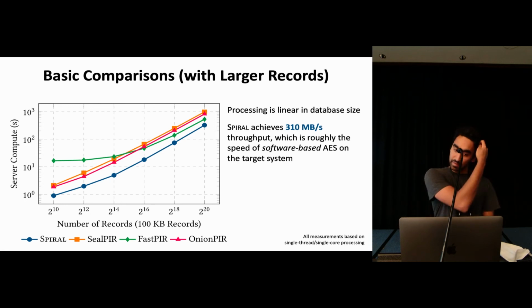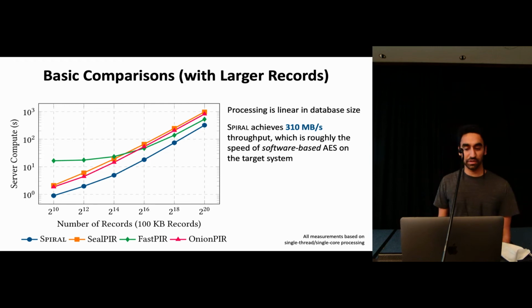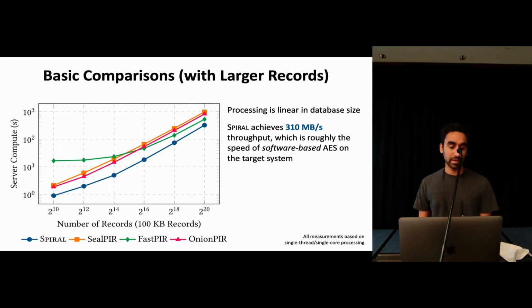And another thing to note is in the top right, Spiral is getting over 300 megabytes per second of throughput, which is already roughly the speed of the throughput of software-based AES on the system. When I say software-based, I mean not using hardware acceleration. But what that means is, this PIR processing is similar to applying a symmetric primitive. And that's kind of an interesting benchmark, we think.